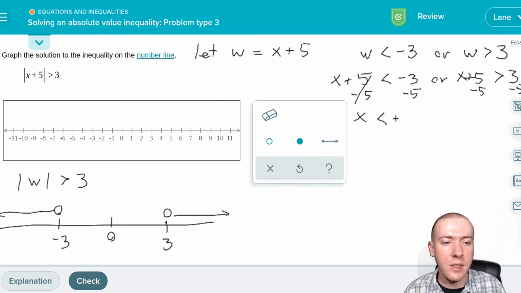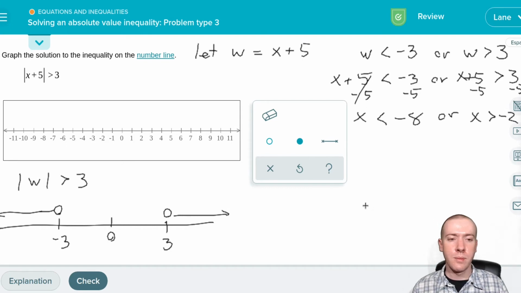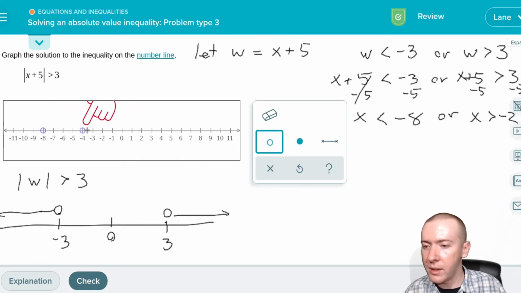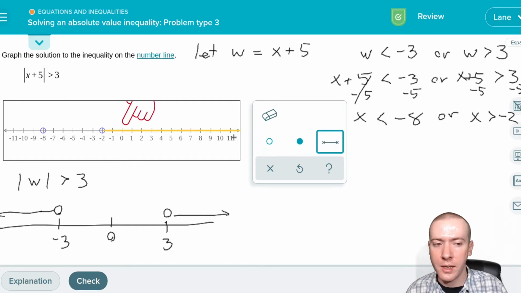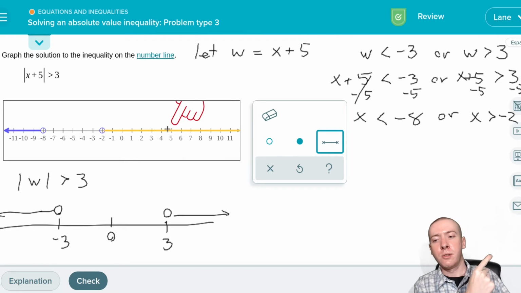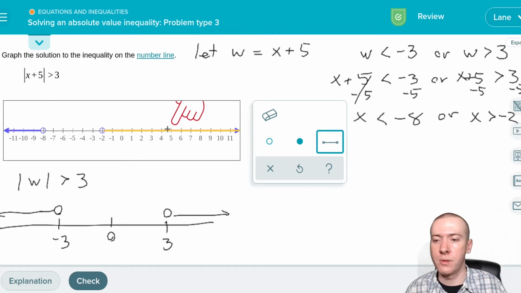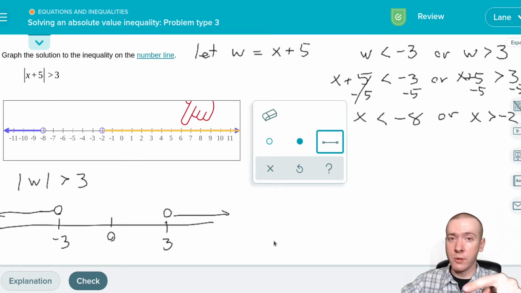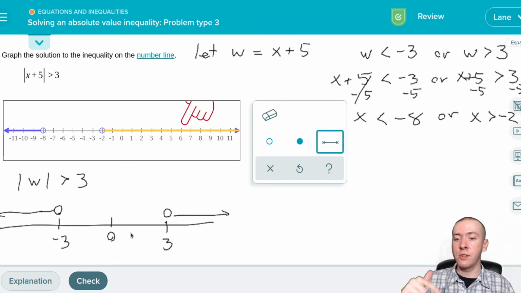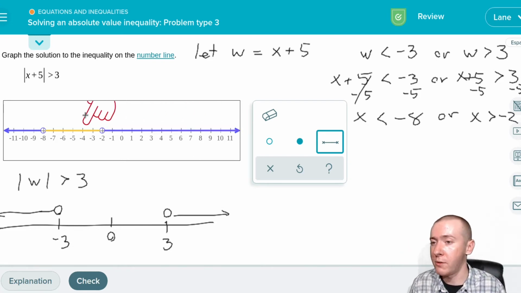So x is less than -8, or x is greater than -2. And that's what we graph for our answer. So we pick -8 and -2, and the lines are on the outside, right? x is less than -8, x is greater than -2. And again, this graph that we put for our answer is related to the first one that we sketched down here. The only difference is it's shifted to the left by 5, which is the effect of the +5.